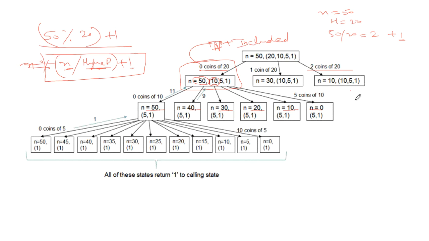Take this example. 50 divided by 10 is 5, plus 1 is 6. It is having 6 children. So this is actually your for loop. And so on and so on.